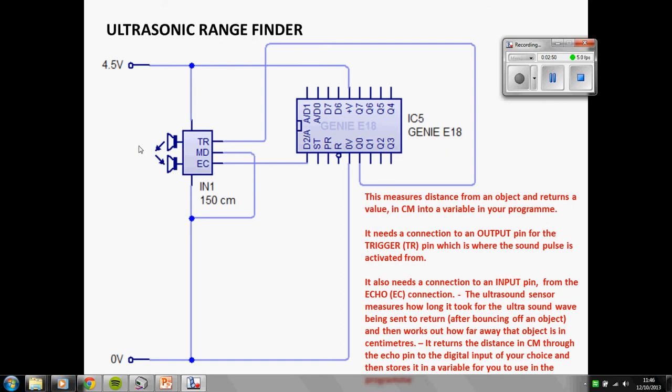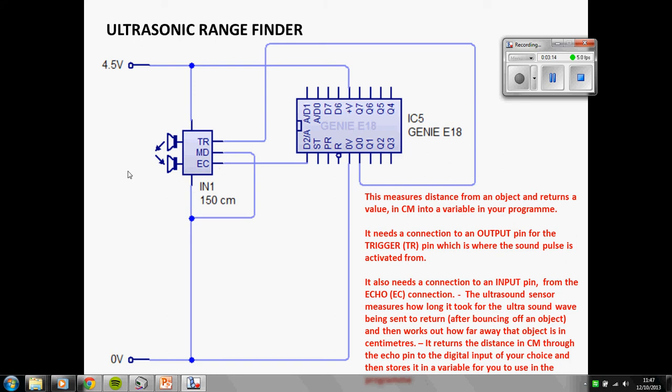So here it's saying 150 centimeters away. The echo pin would be transmitting the number 150 to the PIC chip. If the object was 10 centimeters away, it'd be transmitting the number 10. It has to be hooked up with an output and an input. You don't have to worry about turning it on with an output. All of that's taken care of in the flowchart, the command that is used to control it, but you do just have to have an appreciation of what's going on.